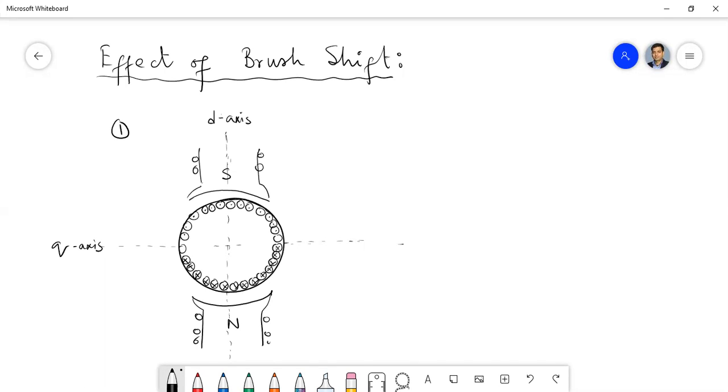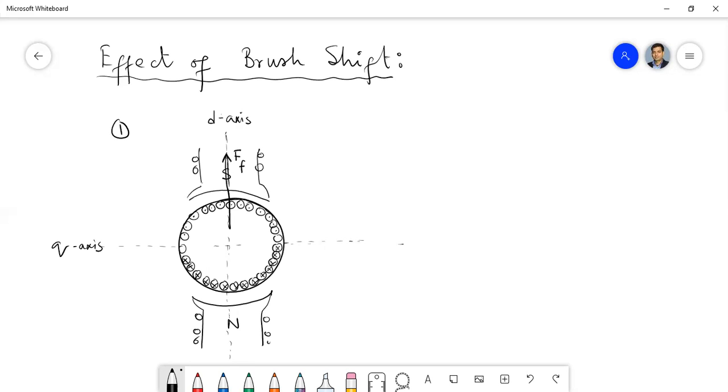Now, what is the field direction? If we want to plot the field, the field direction is from north pole to south pole. Correct. I think you have understood this. So this is the main field direction.